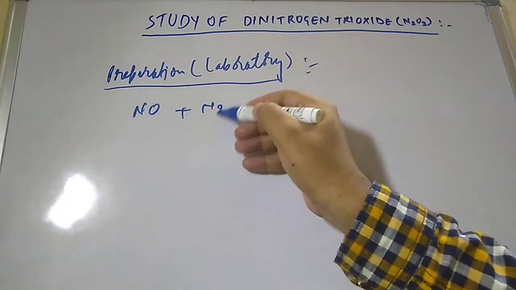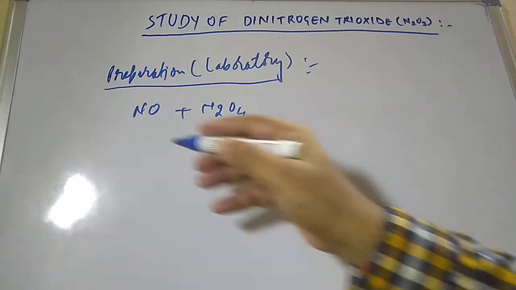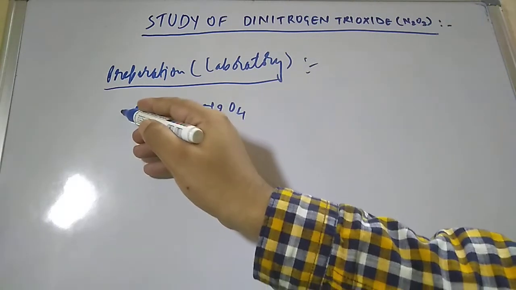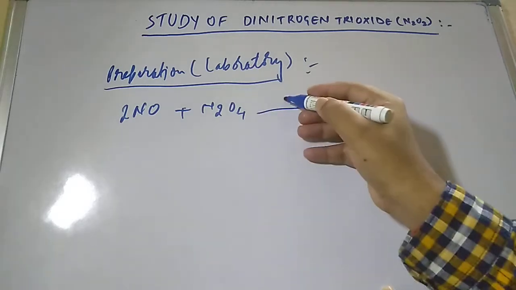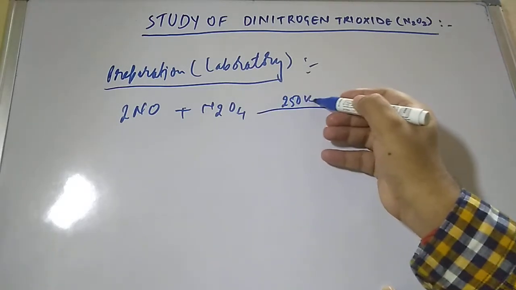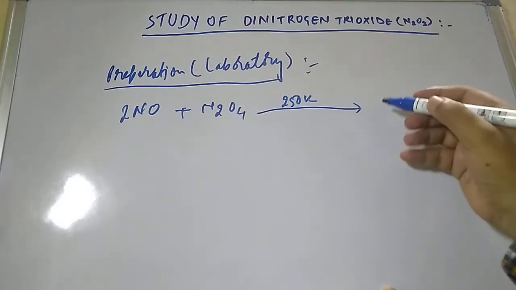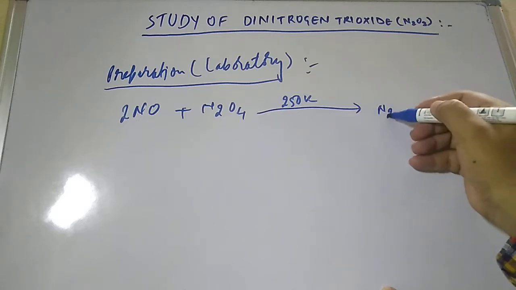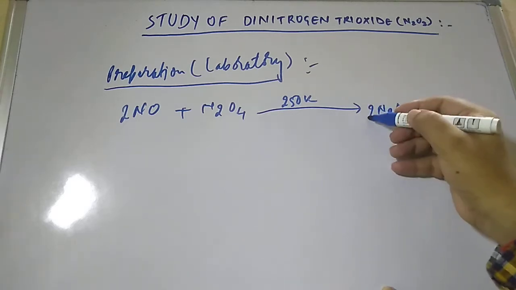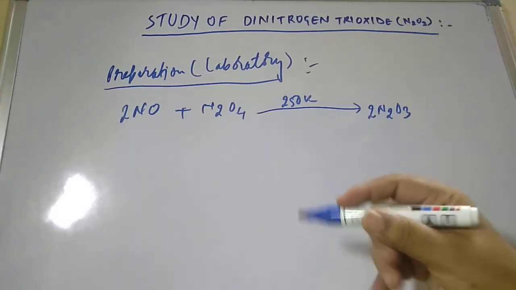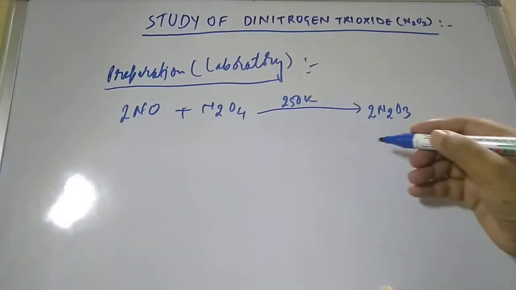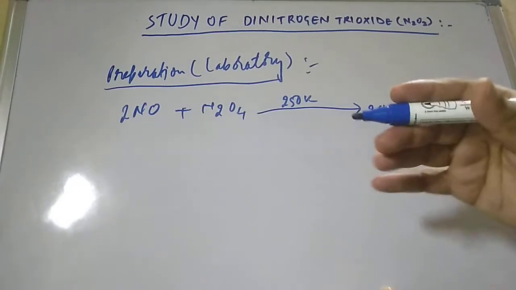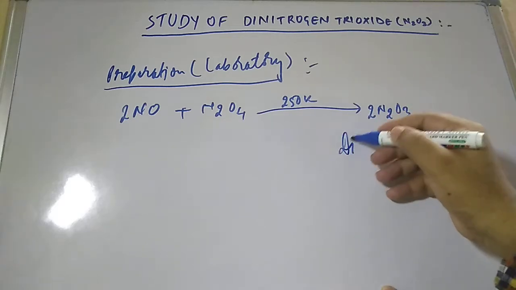Nitrogen tetroxide means N2O4. If you treat this with 2 moles of nitric oxide at 250 Kelvin temperature, it will give dinitrogen trioxide, N2O3. So here it is 2 moles. The number of oxygen atoms, 2 times 3 is 6, and 4 plus 2 is 6, that is the balance. And this is our required compound.